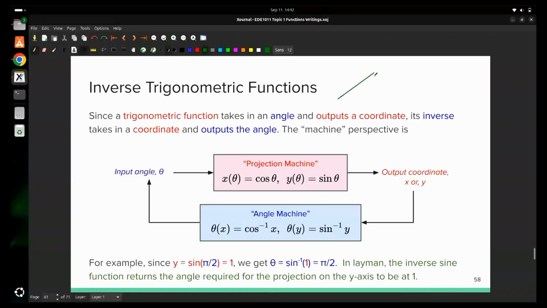this is your hypotenuse. So what is your x? Your x is this guy, cosine theta. Theta is the angle. Then what's your y? Your y is sine theta.